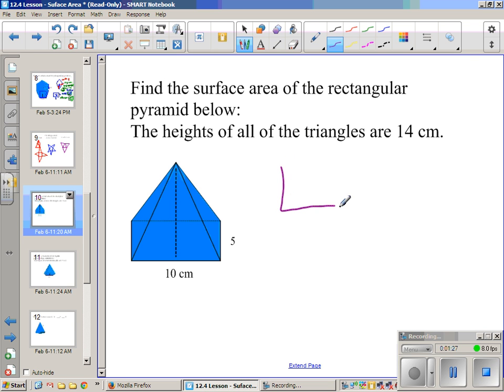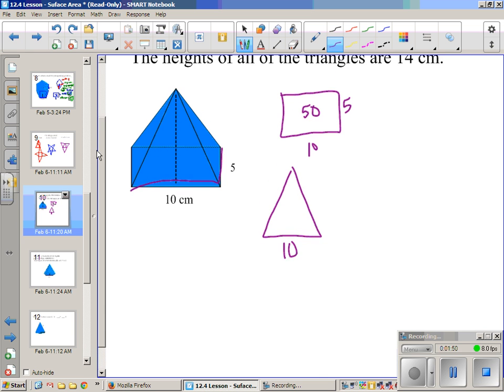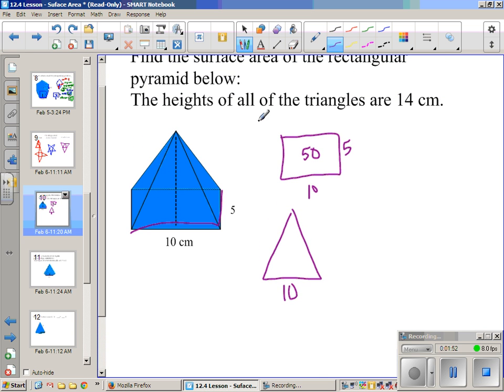So I'm going to start with my base, and the base of this looks like it's 10 by 5. So my base has an area of 50. The flat rectangle on the bottom has an area of 50. Now each face is a triangle. However, the triangles are going to be different sizes since it's a rectangular base. So the front triangle has a base of 10, and it says the heights of all of the triangles are 14. So this height then is 14.